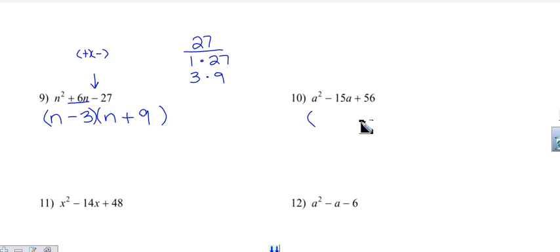In number 10, we're going to follow this same process. The a squared breaks down into a times a, and I need to think of 2 numbers that can multiply to a positive 56 that can add to a negative 15. When they multiply to a positive, I know they're going to be the same sign. They're either both going to be positive or they're both going to be negative. So here's where you need to look. If the middle number is negative, then both of my signs are going to be negative.